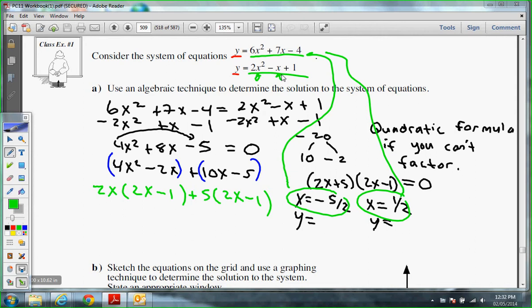Okay, so I'm going to put negative 5 halves into this equation here. So 2 times negative 5 halves squared minus a negative 5 halves plus 1. When you're squaring a fraction, you square the top and bottom. So you're going to get 2 times 25 over 4 minus a minus is plus 5 halves plus 1.